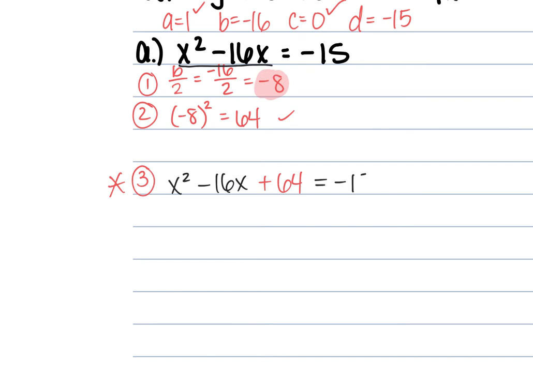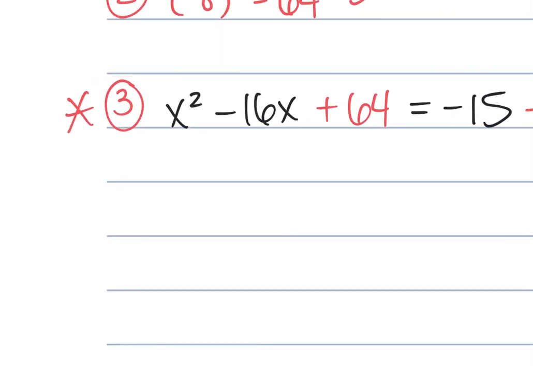Equals negative 15. But guys, are you allowed to, in an equation, add something to only one side of the equation? No. What do you have to do in order to have balance in your equation? You have to add it to both sides. So if we added 64 on the left, guess what we have to do? Add 64 on the right.